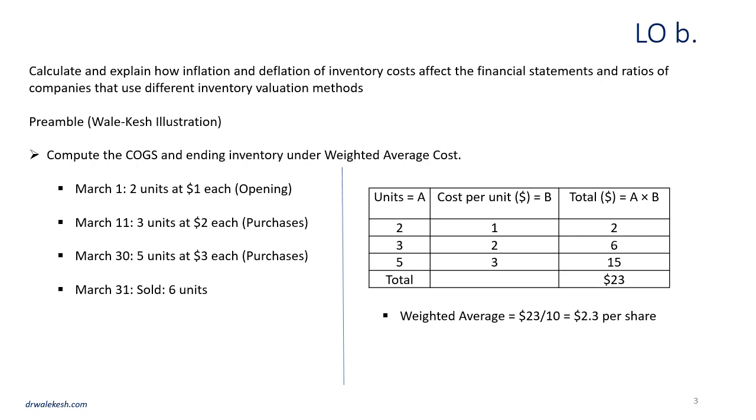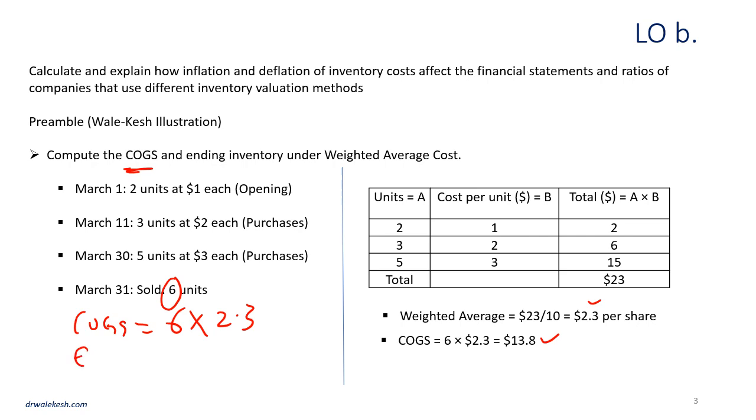Now it is time for us to compute the cost of goods sold. 6 units were sold. To compute the cost of goods sold, that will be 6 times the weighted average. The weighted average cost is 2.3 US dollars per unit. And what do we have? What we have is 13.8 US dollars. We are still not done.